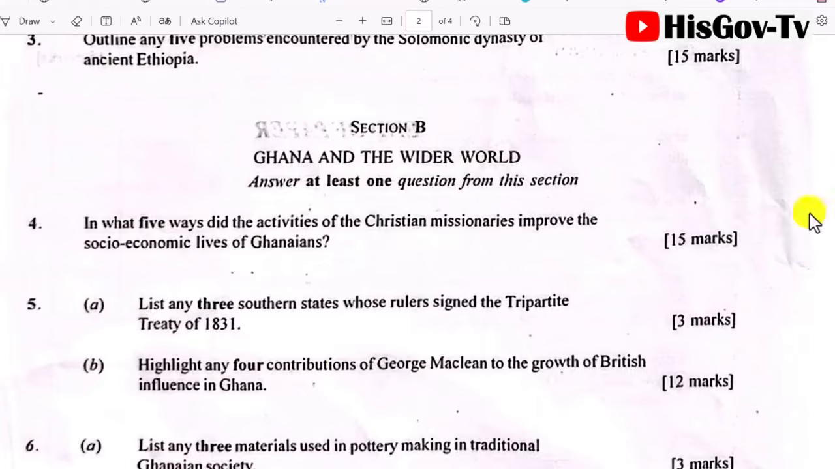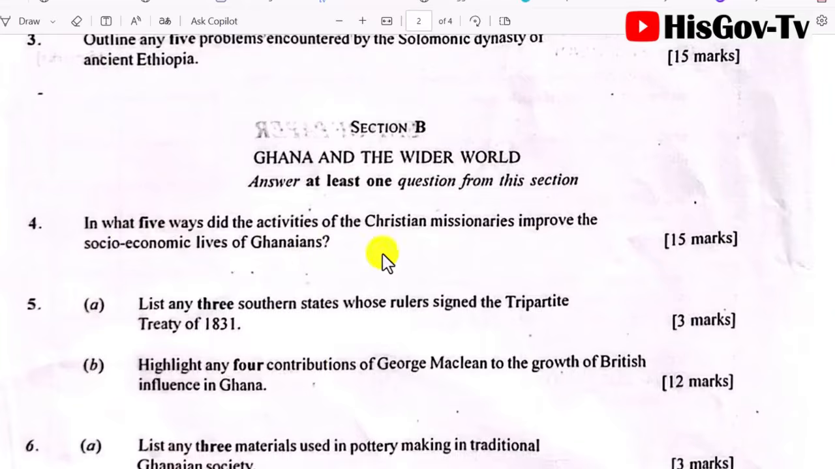Let's look at the next one. Section B says, question 4: In what 5 ways did the activities of the Christian missionaries improve the socio-economic lives of Ghanaians? So, the work that these missionaries came to do, how did it improve socio-economic lives? When they say socio-economic, they want you to limit yourself to the social and economic lives of Ghanaians.